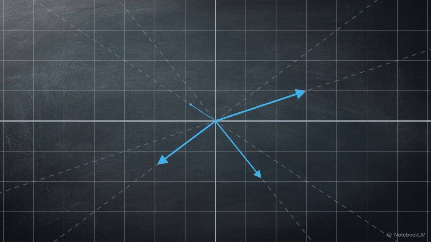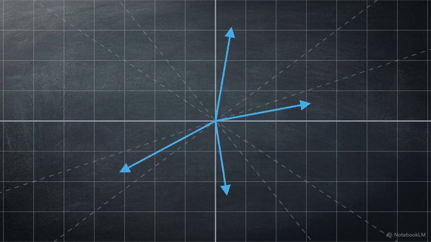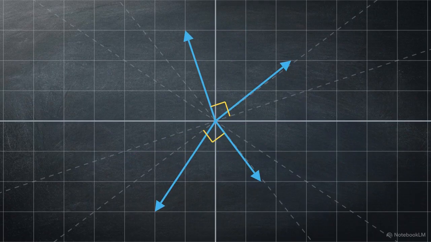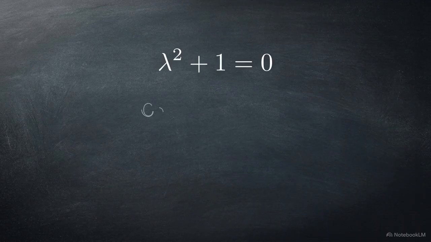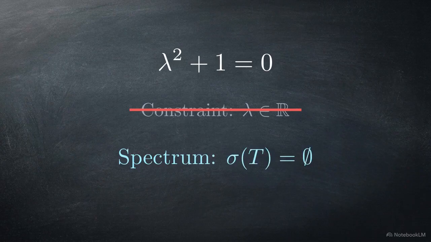To see why, look at this standard two-dimensional Cartesian plane and consider an operator that rotates the entire space exactly 90 degrees. Every single vector in the space is pulled off its original span. Because no real vector maintains its original direction after a 90-degree rotation, this operator has absolutely no real scaling factors. Its characteristic polynomial is lambda squared plus 1 equals 0. If we restrict ourselves strictly to real numbers, this equation has no solution, meaning our spectrum would be completely empty.